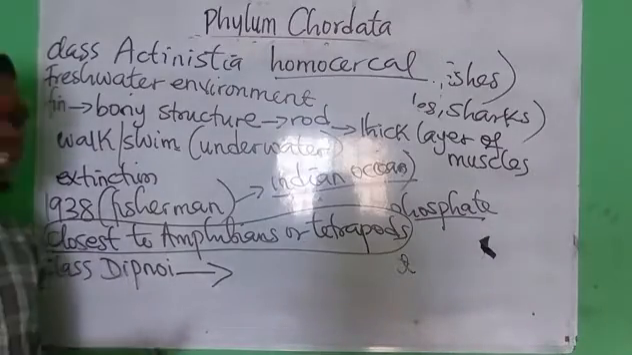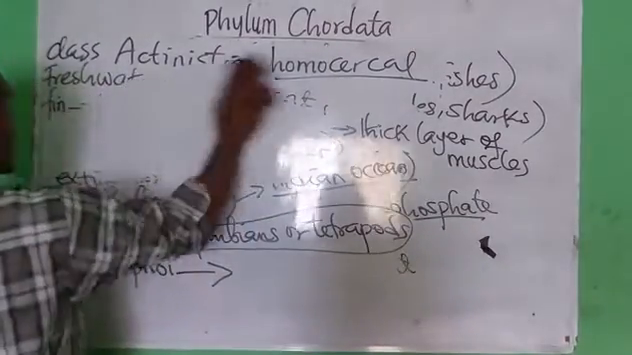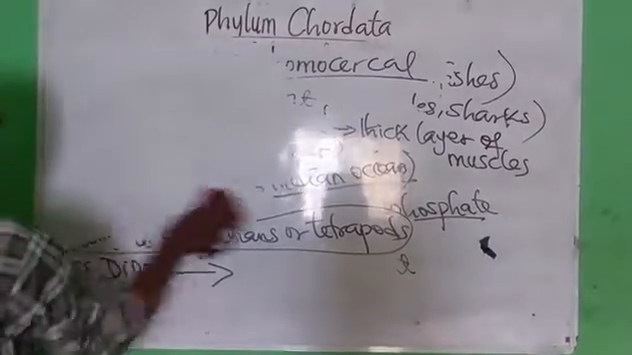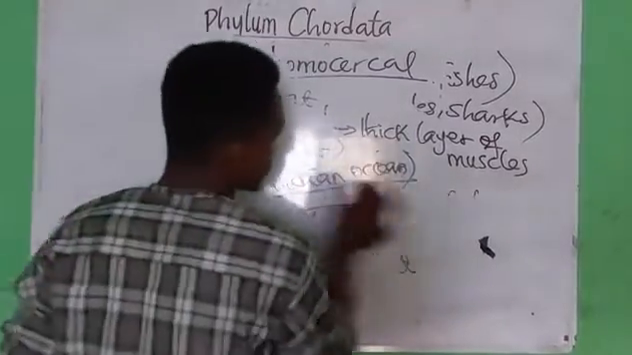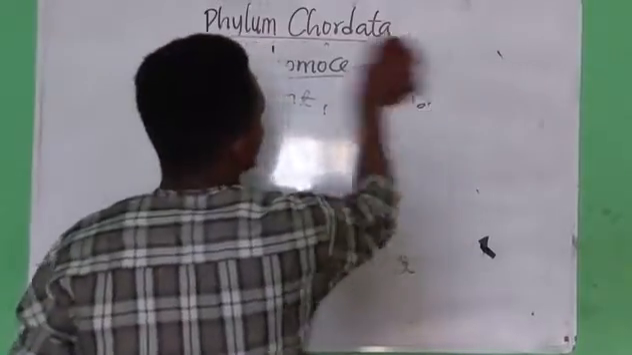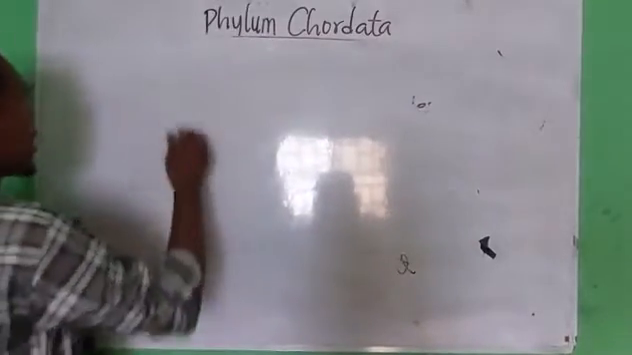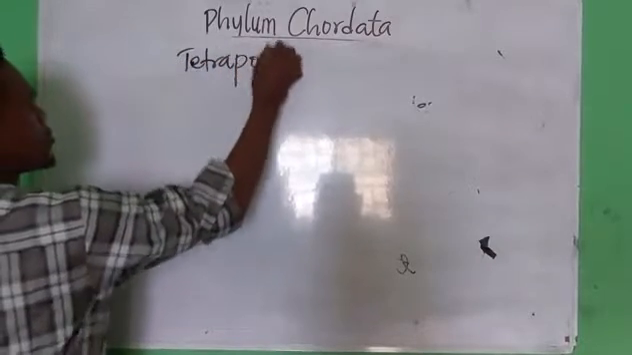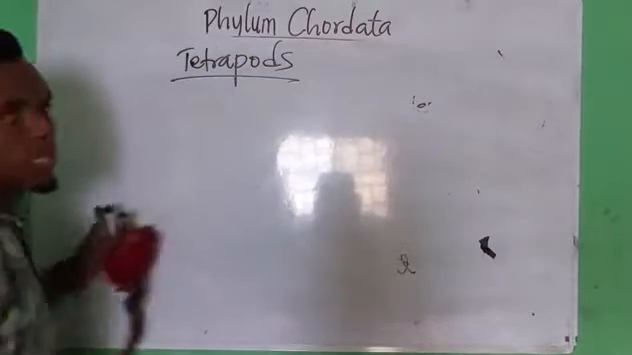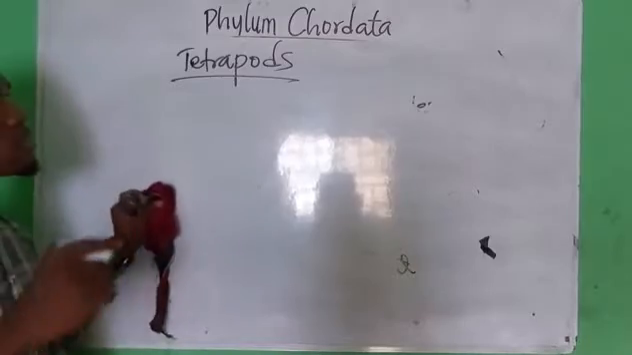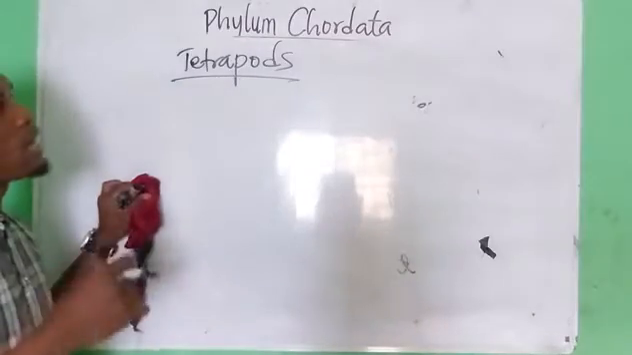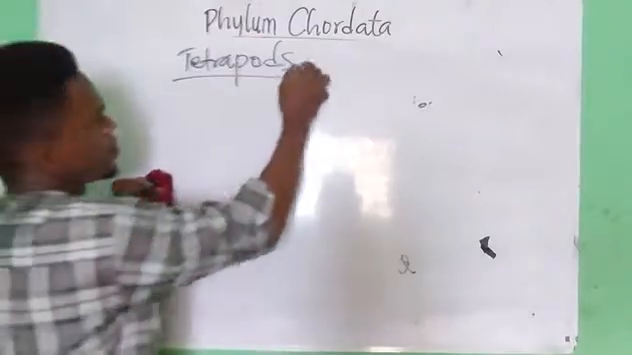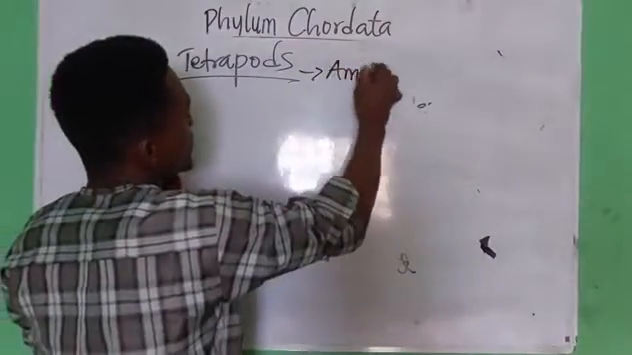In our next class, we shall be treating tetrapods, the evolution of tetrapods. Let me put it on the board. Now we have tetrapods. Tetra is four, animals having four walking legs. You have the amphibians.